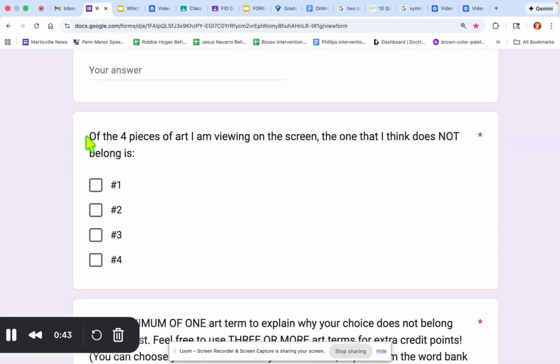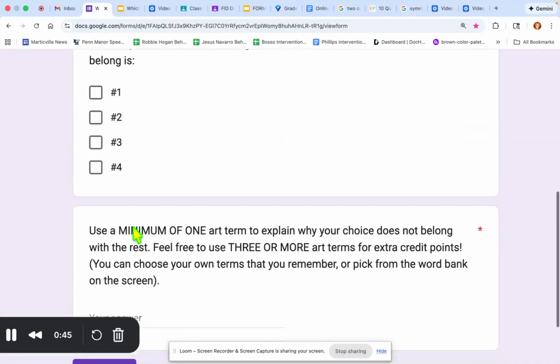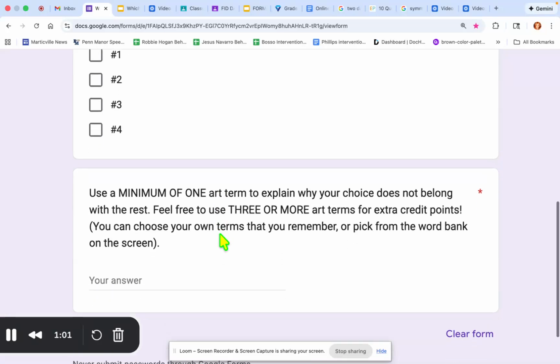So essentially, you're going to be looking at 4 pieces of artwork, choosing which one is different, and then your goal, which will earn you credit for the assignment, is to explain your decision by using a minimum of 1 art term in full sentences, supporting your knowledge and also proving to me that you understand the vocab term. There is a chance for you also to get extra credit on this assignment by using 3 or more terms in your description, and that'll make sense in a moment.